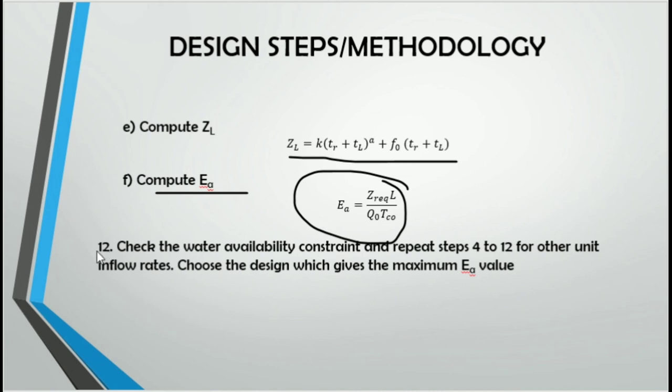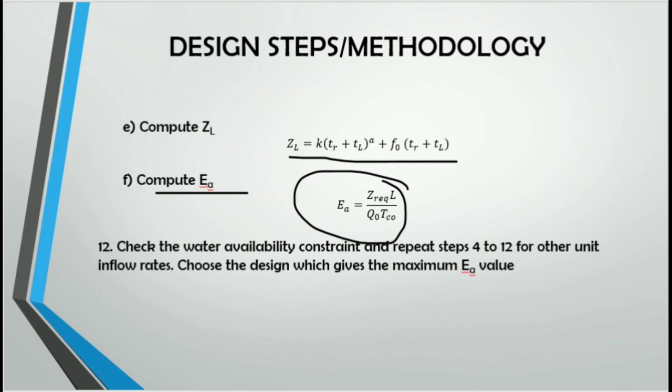And then the last step is to check the water availability constraint and repeat steps 4 to 12 for other unit inflow rates. Choose the design which gives the maximum application efficiency value. So that will be your design steps or methodology to do your border irrigation design.